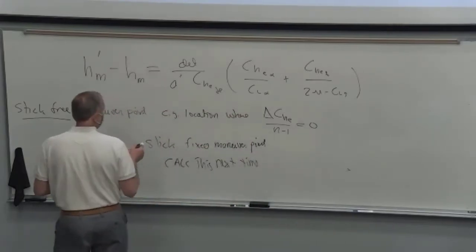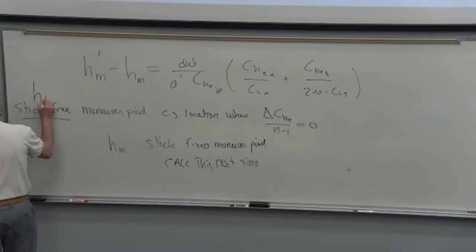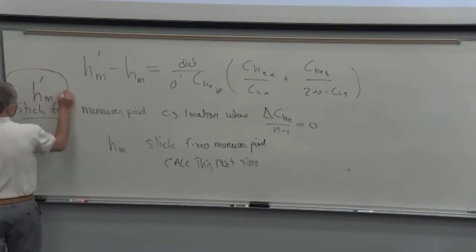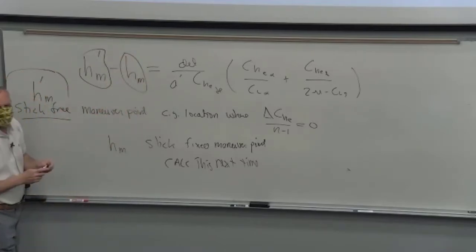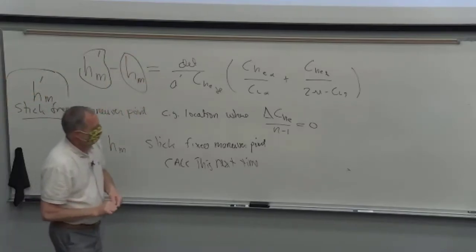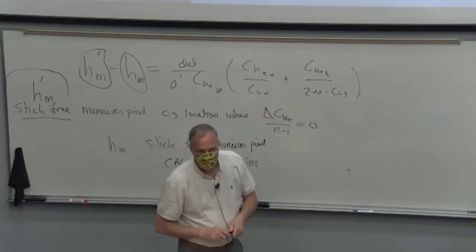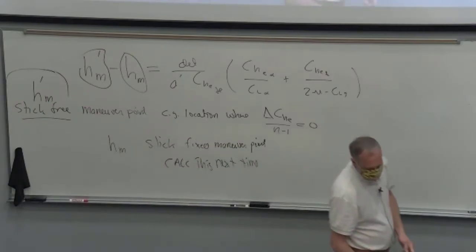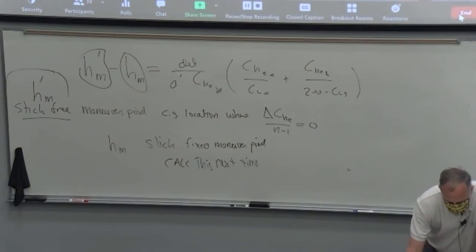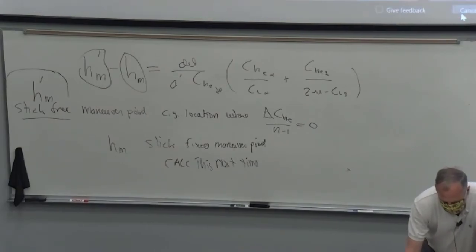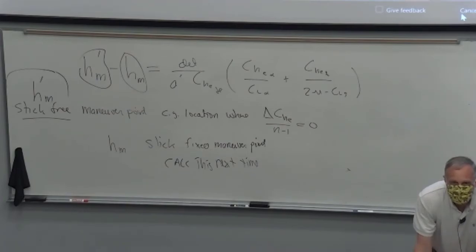Oh, sorry. This is what's called HM prime. So this is the stick free, and it's just showing how it is relative to the stick fixed. What was the last calculation we did? We did delta delta E over n minus 1. Yeah, that is the n.